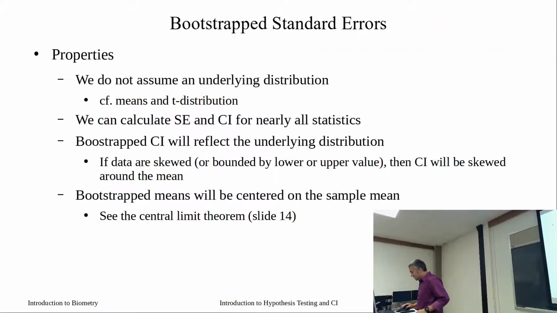All right, so why is bootstrapping so useful? Because we don't make any sort of underlying assumption of the distribution. We can have non-normal data, and we can still calculate a confidence interval. If we have skewed data, we can get a 95% confidence interval, and that interval will reflect the underlying distribution. It will be skewed.